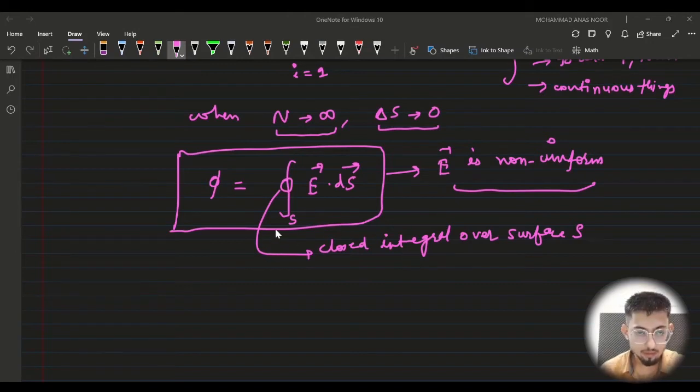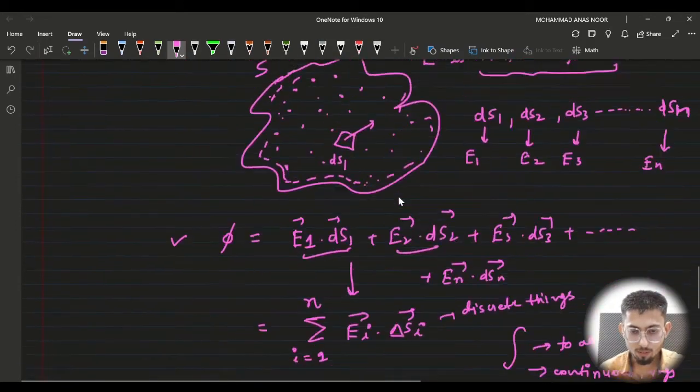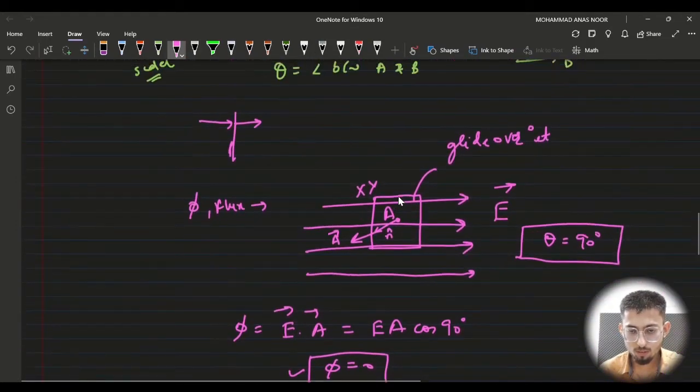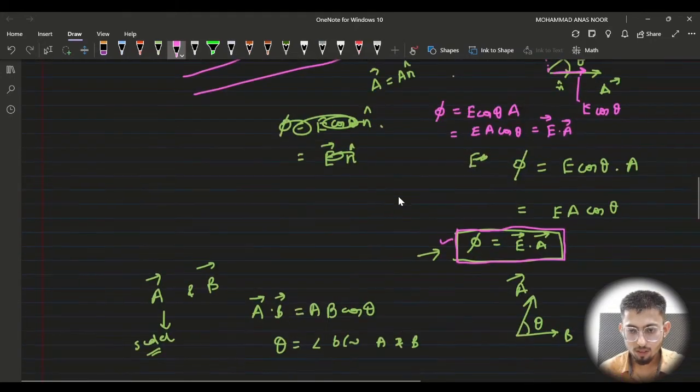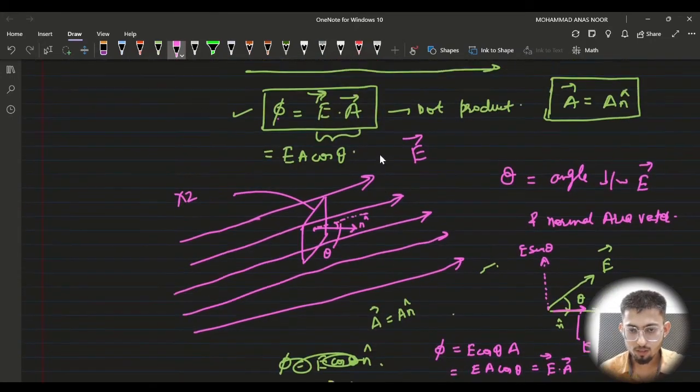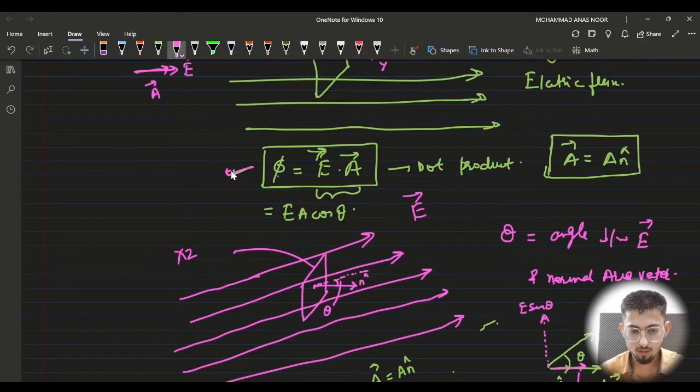Now this is the actual formula, this should be used. We say the general formula because this formula can also be used when E is uniform. This formula is valid everywhere, but this E dot A is used only when we have a uniform electric field.